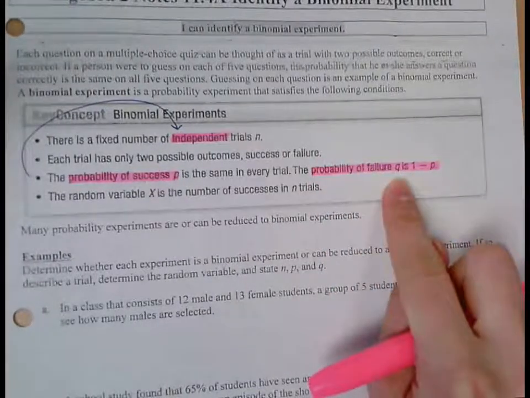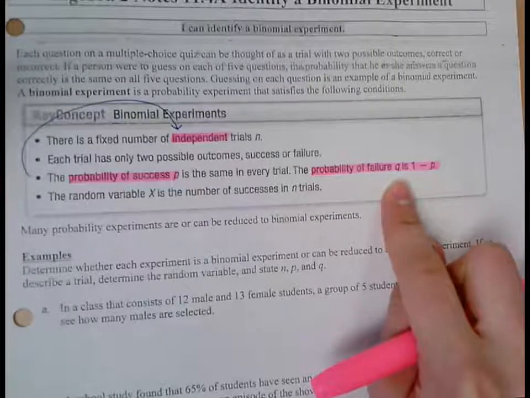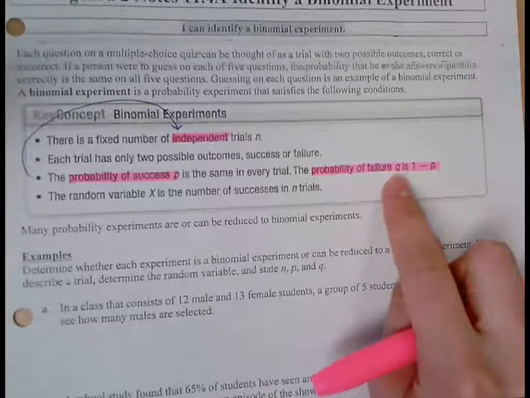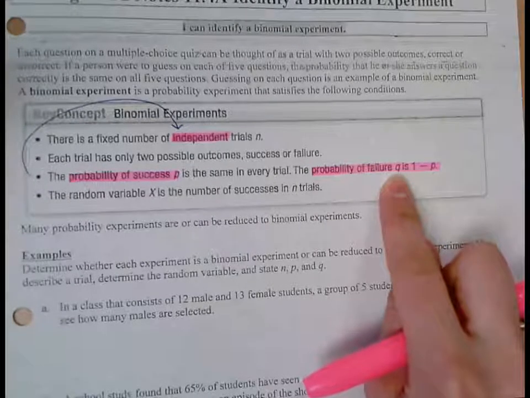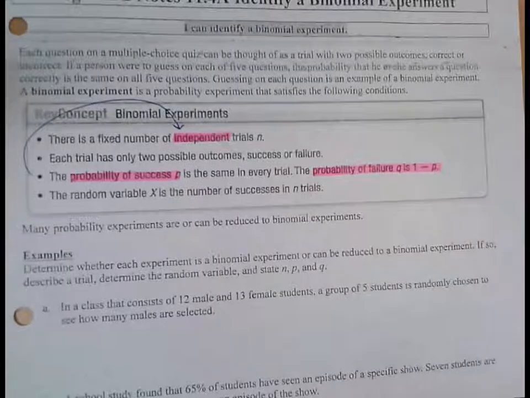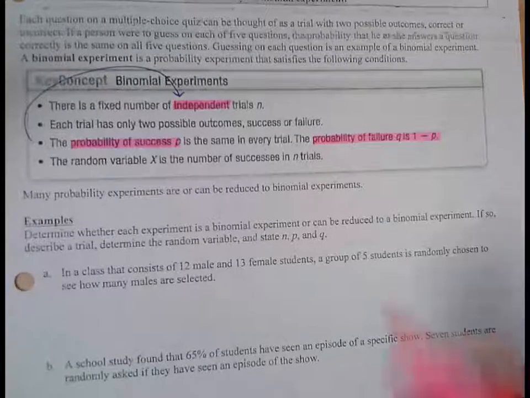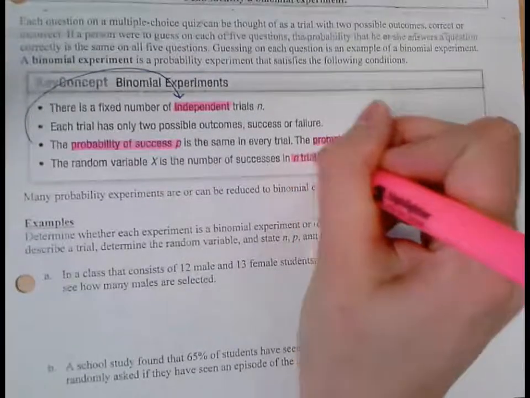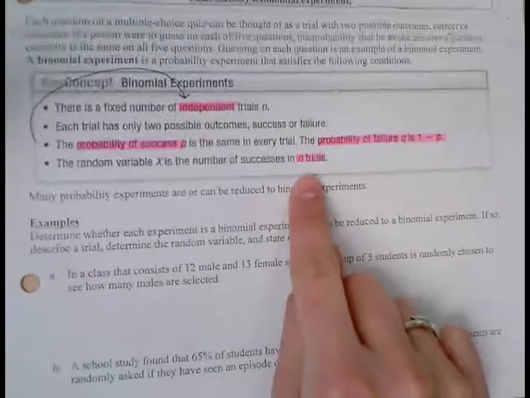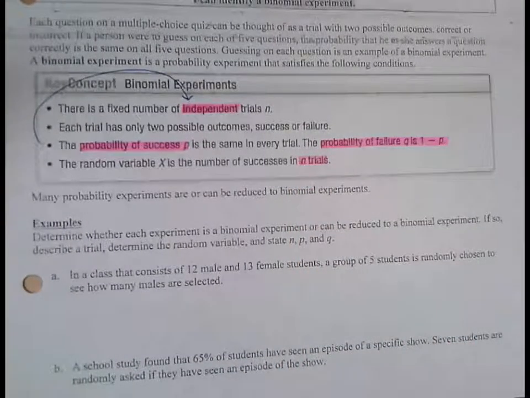And the probability of failure they call q. Eventually in a lesson, we're going to see a formula for actually calculating a probability of a binomial distribution. Probability of failure is represented with the letter q, and it's calculated by taking 1 minus p, the probability of success. And then the random variable x is the number of successes in n trials. So n represents the number of trials that are happening in the experiment. So in the multiple choice example, if there's 5 questions, n would be 5.